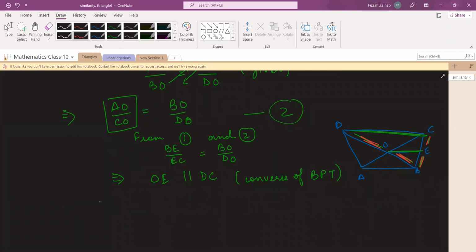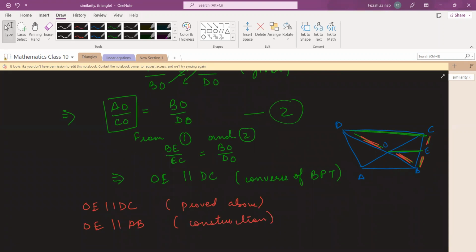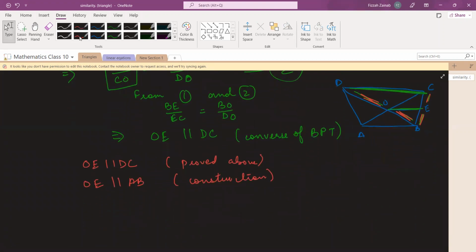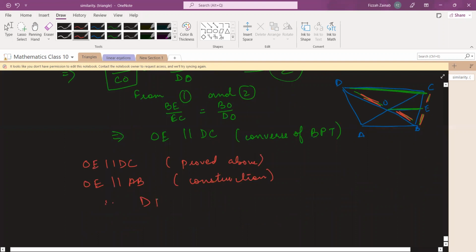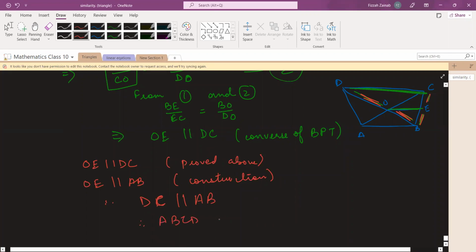Now I have OE parallel to DC, which I proved above. And I have OE parallel to AB by construction. So therefore I can use the same theorem again. So therefore the line DC is parallel to AB. So therefore ABCD is a trapezium.